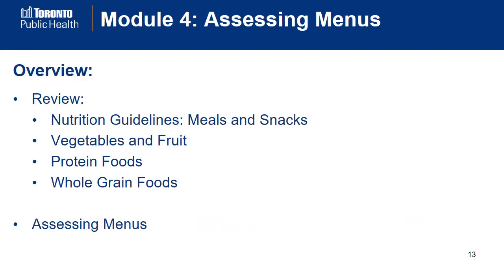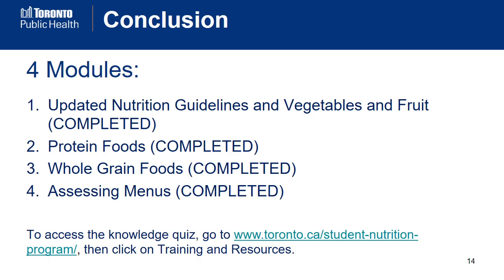This module covered the following topics: a quick recap of the nutrition guidelines, meals and snacks, and each of the 3 food categories: vegetables and fruit, protein foods, and whole grain foods. Also assessing menus. This concludes training module 4 on assessing menus.